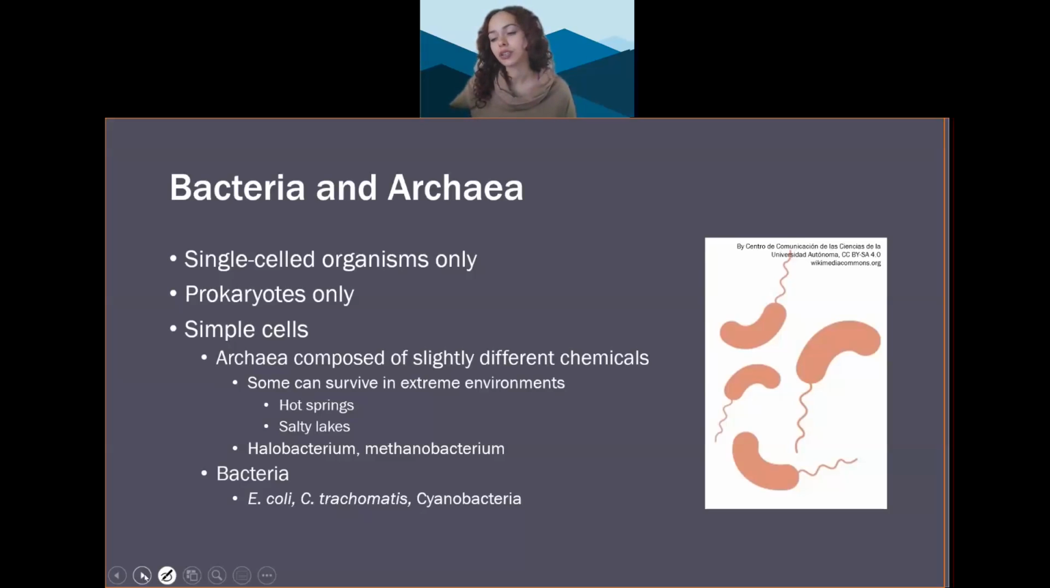Examples of bacteria include E. coli, which lives in your gut, C. trachomatis, which causes the STI chlamydia, and cyanobacteria, which are photosynthetic bacteria. Examples of Archaea include Halobacterium, which can survive in extreme salt conditions, and Methanobacterium, which can survive in extreme methane environments. So don't let that trip you up. Halobacterium and Methanobacterium have the word bacteria in there, but those are actually types of Archaea, named after the types of environments that they can survive in.